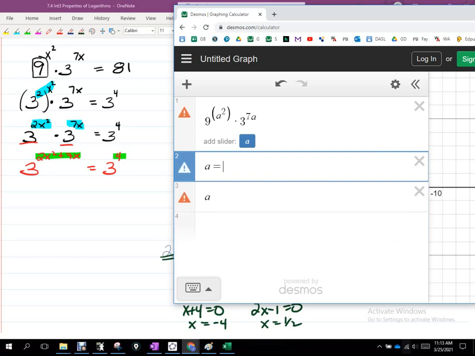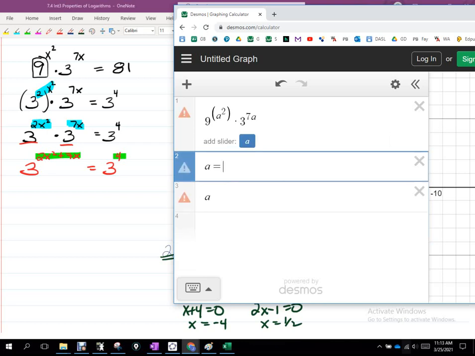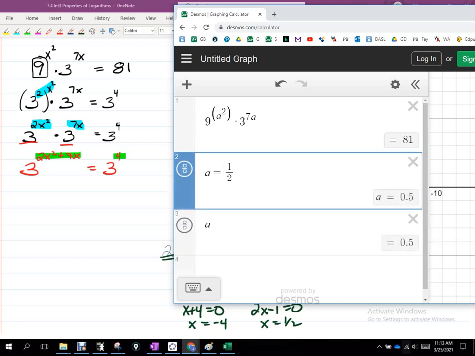A equals -4. Did it give me 81? Okay. And then when I try 1/2, did it give me 81? Okay.